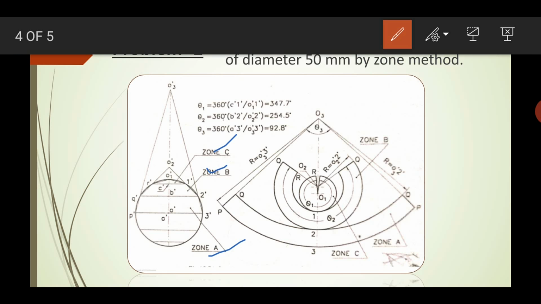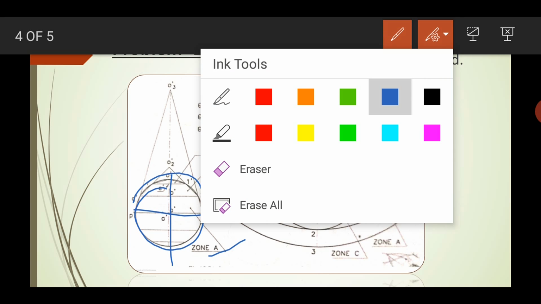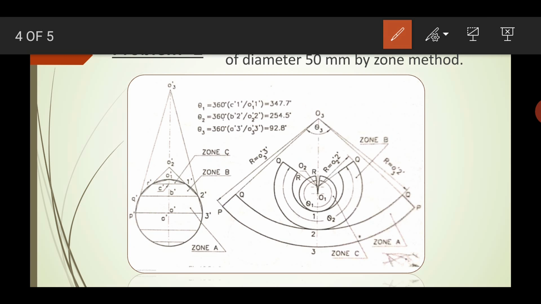First you have to draw a circle with a 50 mm diameter, and then mark it as O dash and P dash. Mark this central axis O dash, and just draw the circle. Now you are going to divide it into zones. This is the first zone, this is the second zone, and this is the third zone.